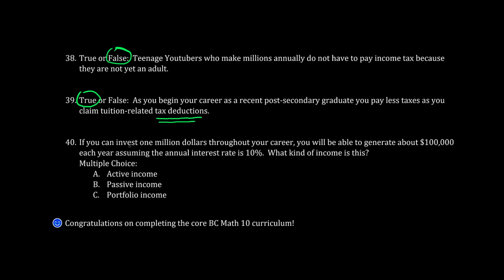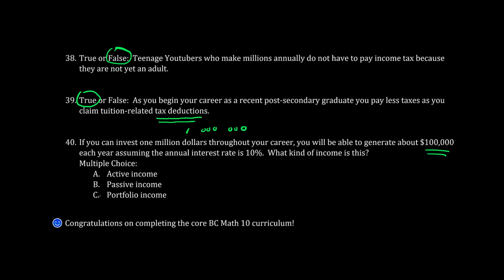Finally, if you can invest $1 million throughout your career, you'll be able to generate about $100,000 each year, assuming the annual interest rate is 10%. That would be nice. So $1 million has 6 zeros. 10% of this indeed is $100,000. That is true.